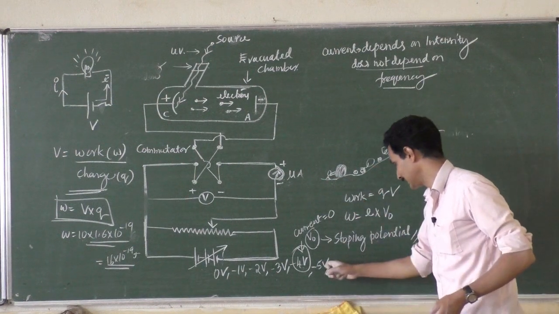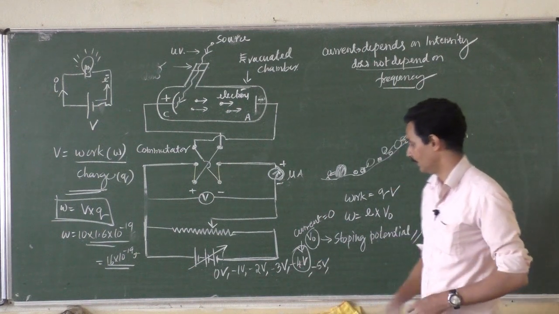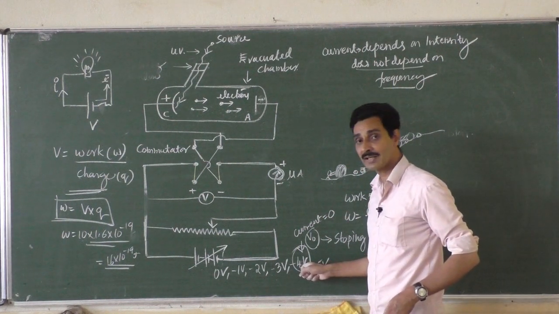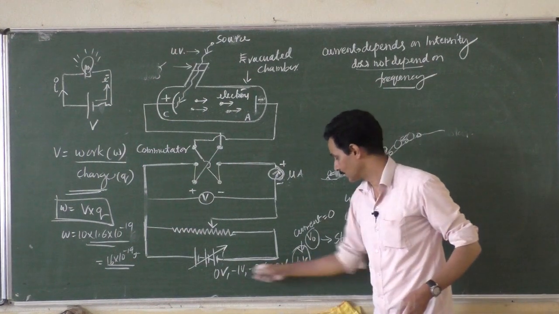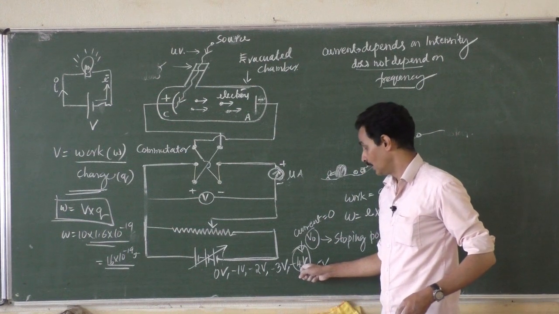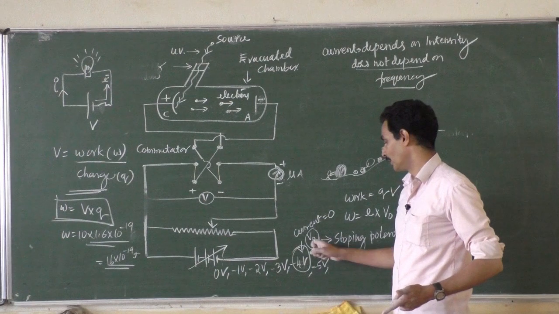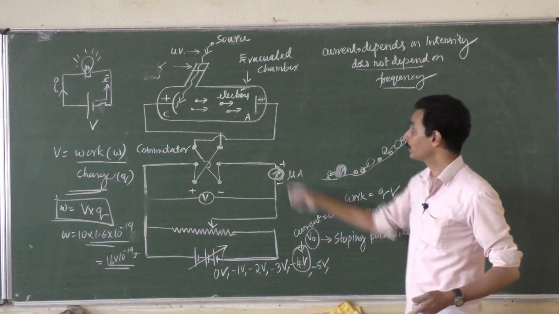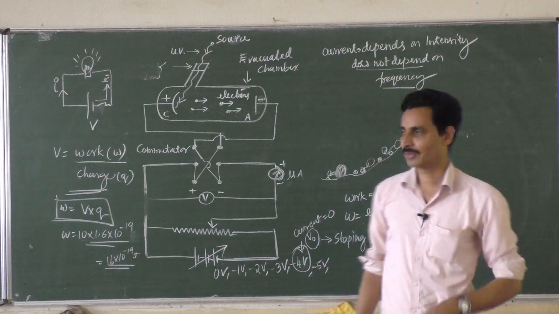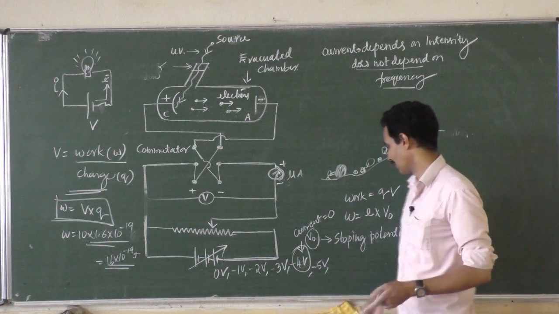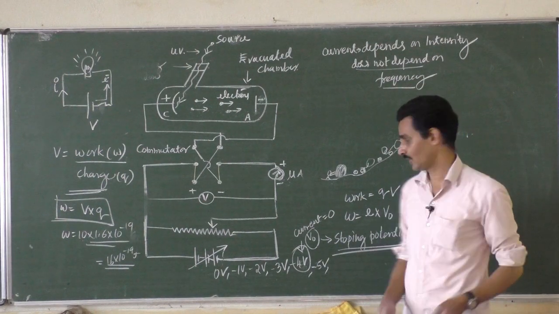So, this is the minimum potential required. The minimum reverse potential required. Can 5 volt stop it? Yes. 6 volt? Yes. Out of all these, this is the minimum which is required. Which can stop? This cannot stop, right? So, the minimum reverse potential of the anode, which can stop all the photoelectrons reaching the anode, that is called stopping potential. Now, what can you calculate from stopping potential?